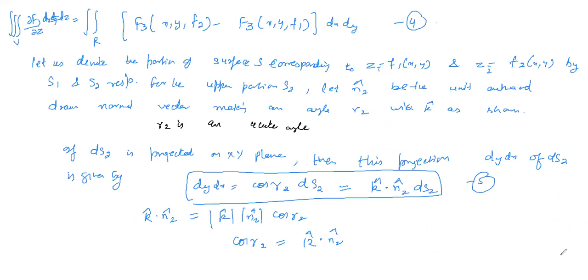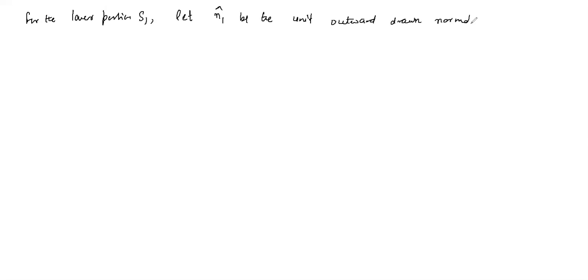So we write for the lower portion S1, let n cap be the unit outward drawn normal vector making an angle gamma 1 with k cap as shown.